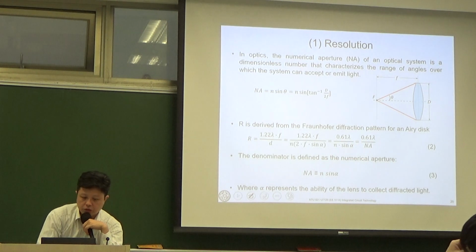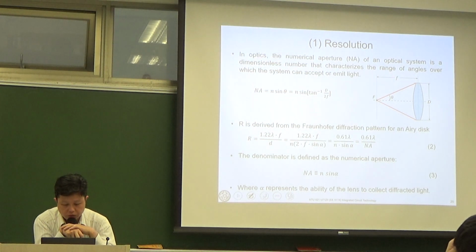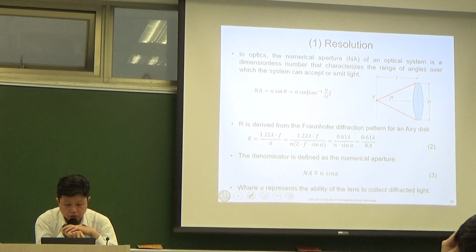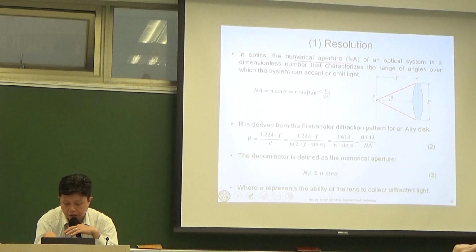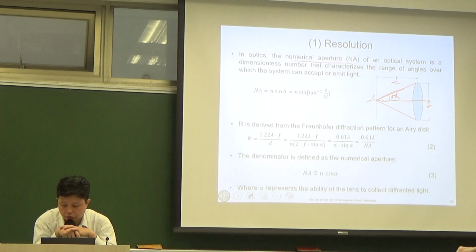Okay, so we will introduce a term called numerical aperture. Numerical aperture can be explained by these figures. If we have a lens of diameter D and its focal length is f, the angle between this line and the center line, we call it theta or alpha. Okay, there's a certain angle.